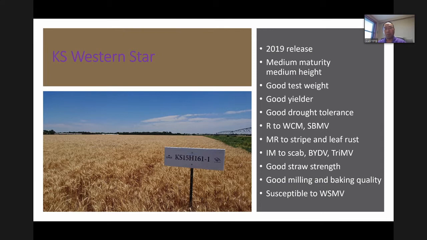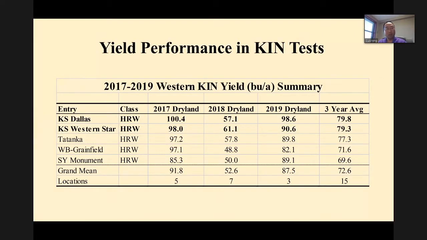And this one has a good test weight. The yield, I just have that table showed you actually also listed the Western Star. Our own data showing it's very similar to Dallas, about 2 bushels yield advantage over Tatanka. And we can see this variety actually in the dry year had more yield than the KS Dallas. And 2018 we can consider as a dry year. So this one, Western Star, had about 4 bushels more than Dallas. So it has more drought tolerance for this variety.